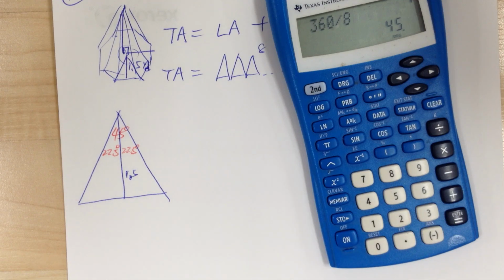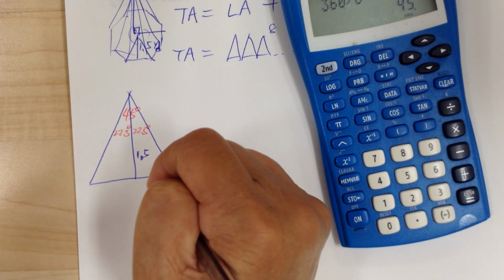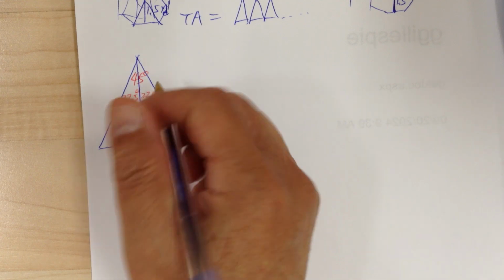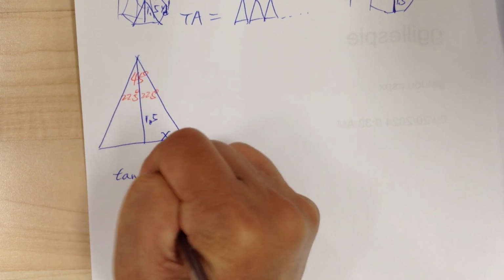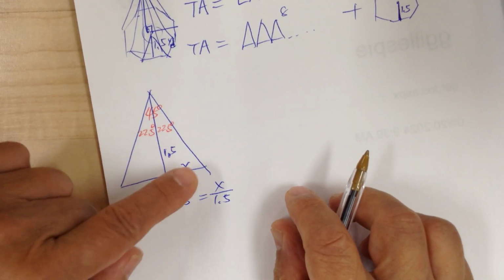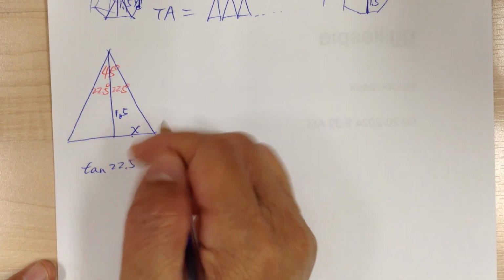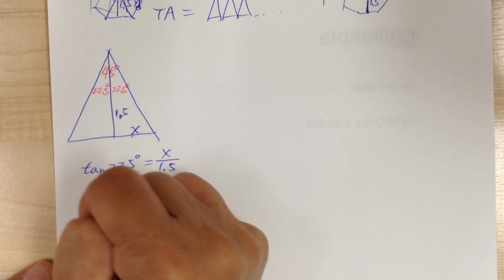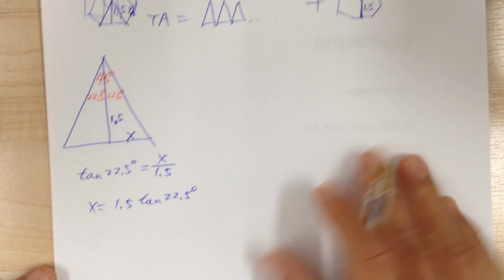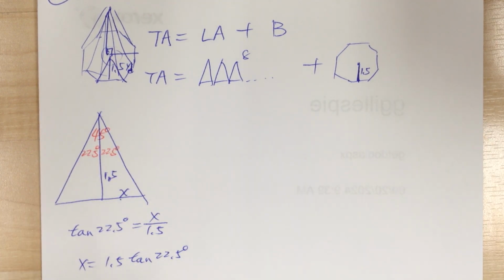Okay, so to find this side, I'm going to call it x. So you have to use your trigonometry. So tangent of 22.5 degrees equal to x over 1.5. Tangent is opposite over adjacent. So now you cross multiply, so x equal to 1.5 tangent of 22.5 degrees. So again, divide your strategy, you go off to the side to figure out all the minor details.